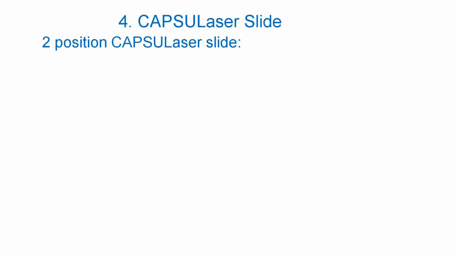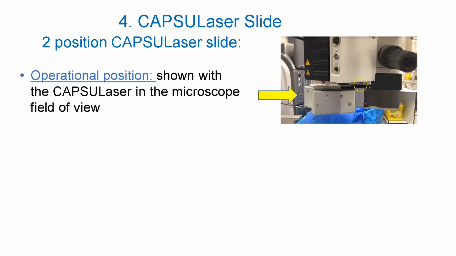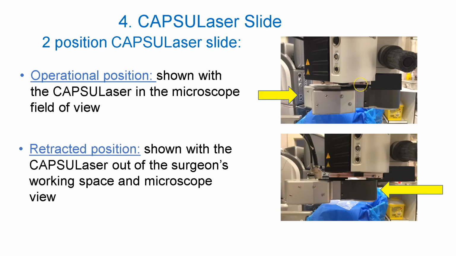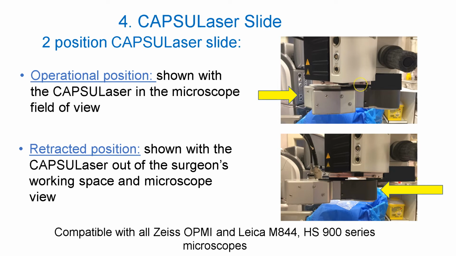There is now a CAPSULaser slide that I stated. It has 2 positions. In the operational position, here we can see CAPSULaser. It will be used to create the capsulotomy. There is a full field of view. However, when it's moved out of the way, it improves the surgeon's working space and also his microscope view. And this is compatible with all Zeiss OPMI and Leica M844 and HS900 series microscopes.